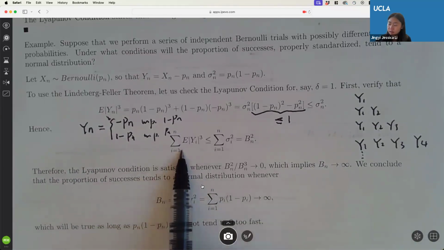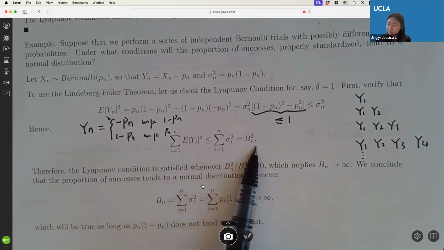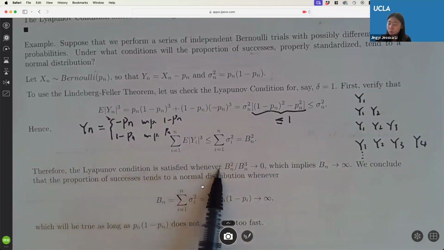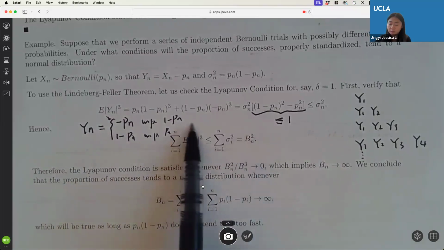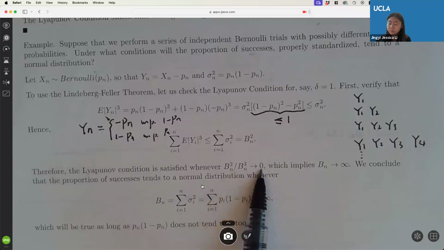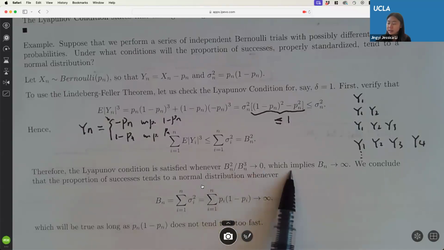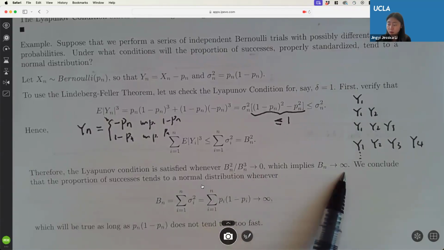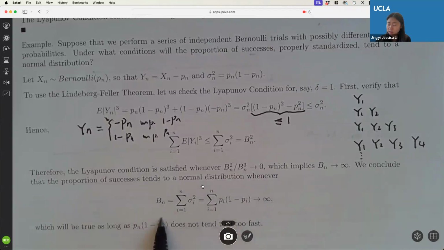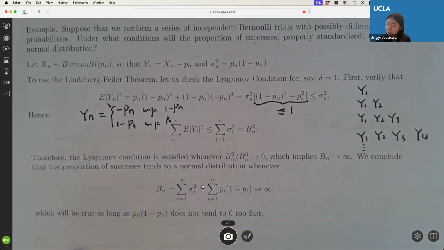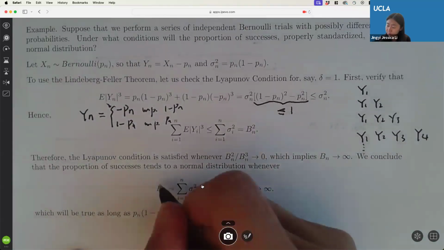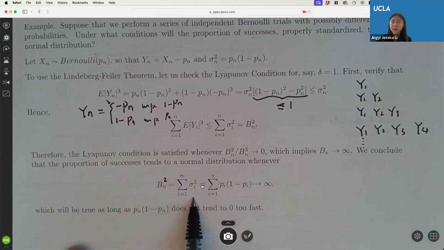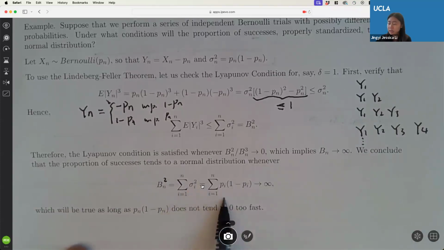So we have this under Bn squared. Okay, so therefore, the Lyapunov condition is satisfied whenever Bn squared, which is an upper bound on this, over Bn cube is going down to 0. That is, Bn must go to infinity. And what is Bn? Bn is this. Let me see. Bn squared is a typo. So Bn squared is the sum of sigma i squared, i from 1 to n, is this.